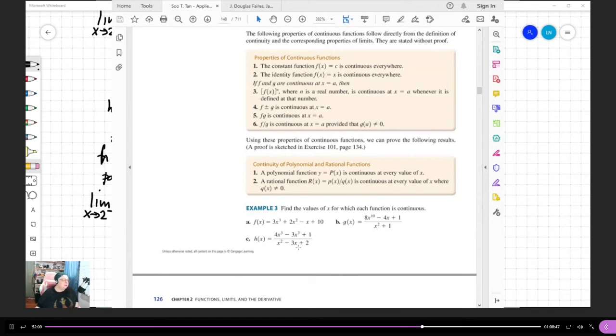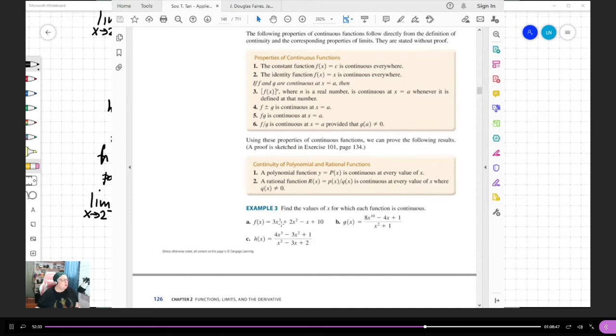C is a rational function, but there are 2 points where the denominator is 0. All right, so this will be continuous everywhere except x equals 2 and x equals 1. Don't worry about how I got that. Just those 2 values are eliminated. Take the denominator out, set it equal to 0, and solve it.